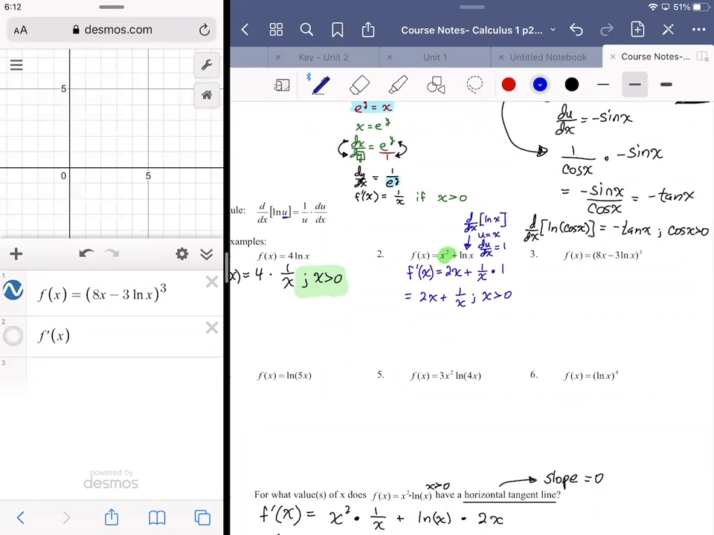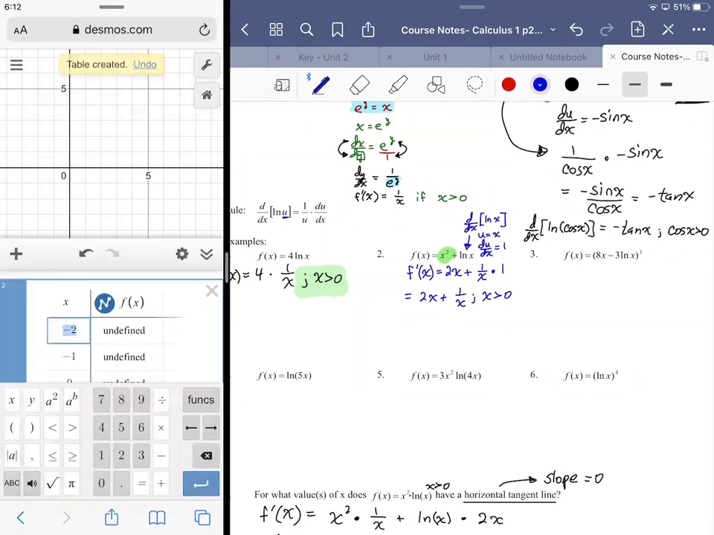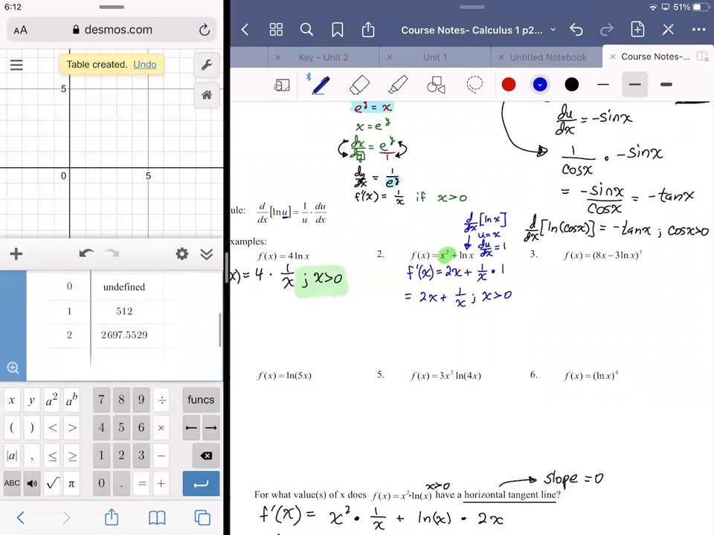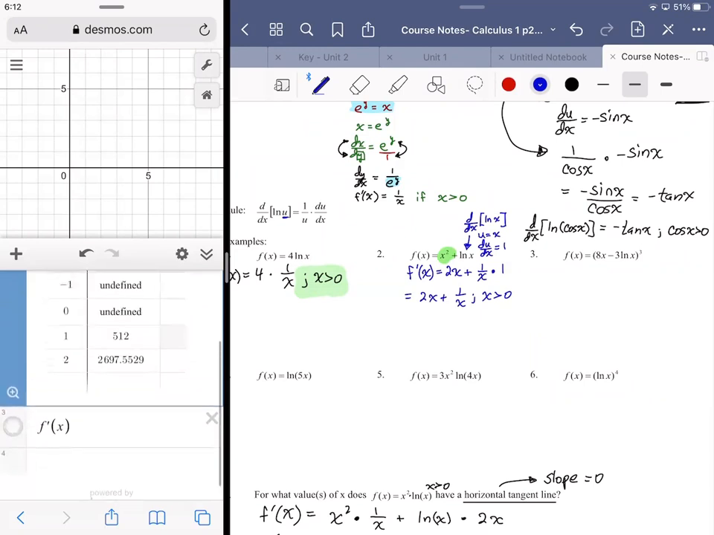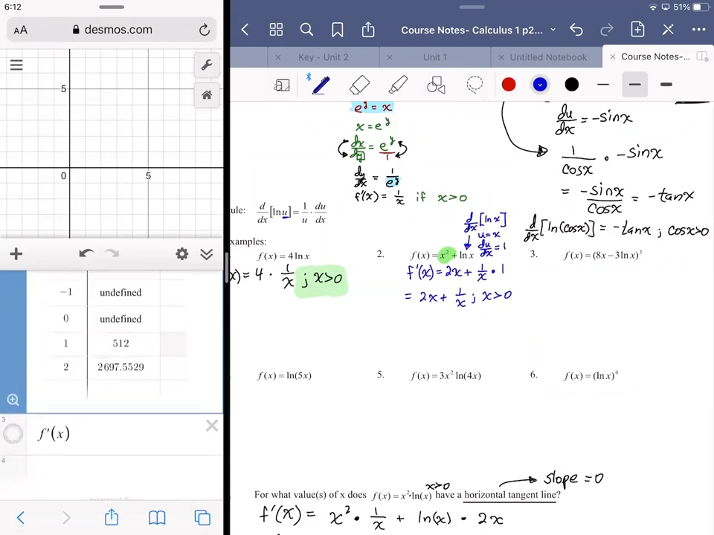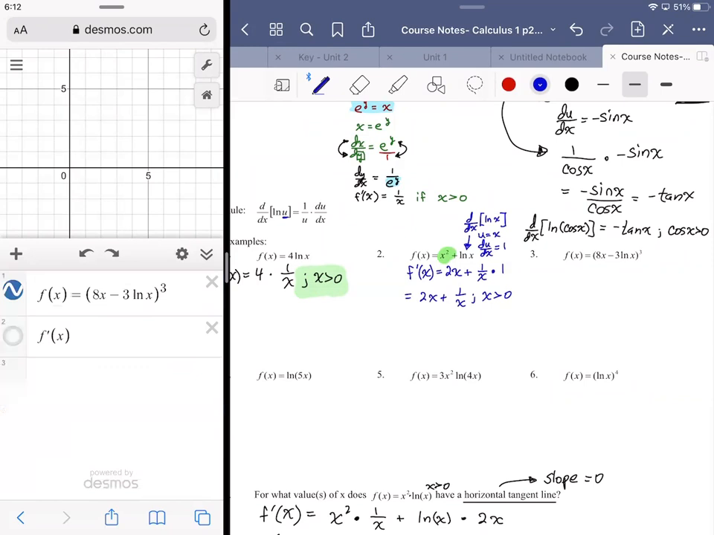So one thing I could do is make a table out of this first graph and just see where the points are. All right. So if I hit that little gear icon, it'll allow me to duplicate the function or make a table out of it. It says undefined, undefined. But then after that, once we hit 1, it gets really huge, really fast. Right. So this is telling me that I want to be kind of living up in the large number territory.